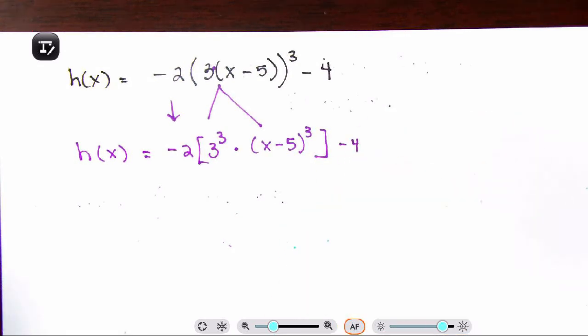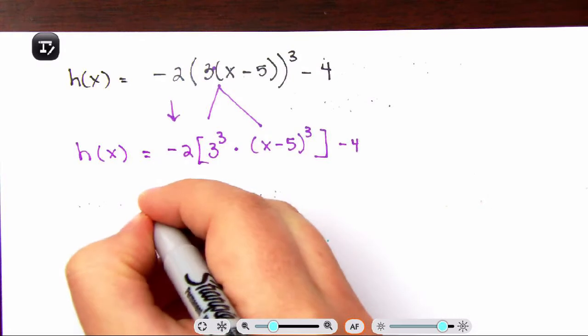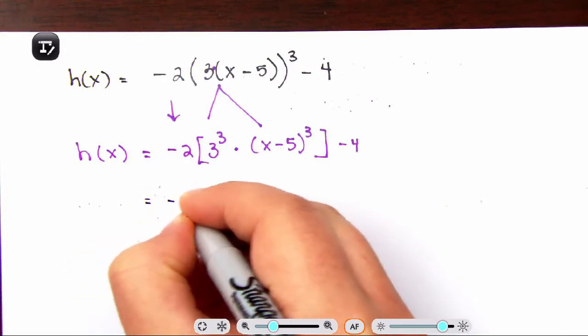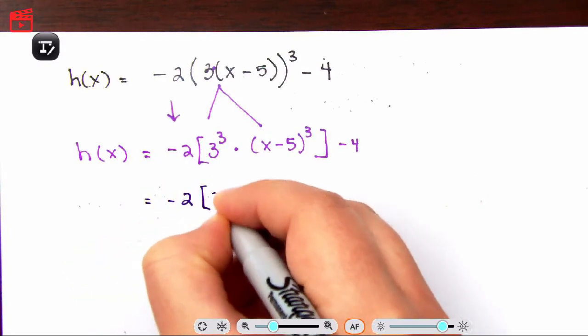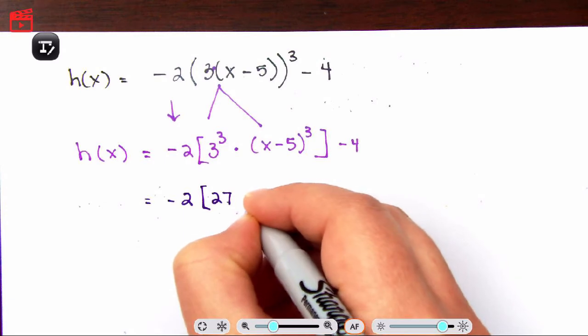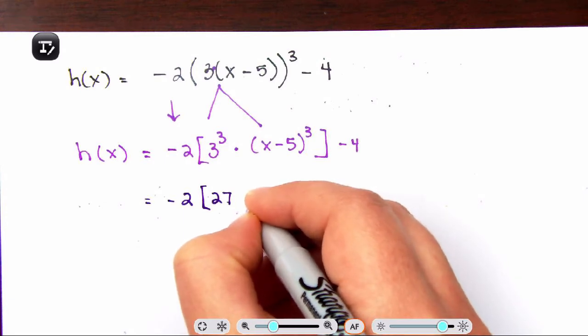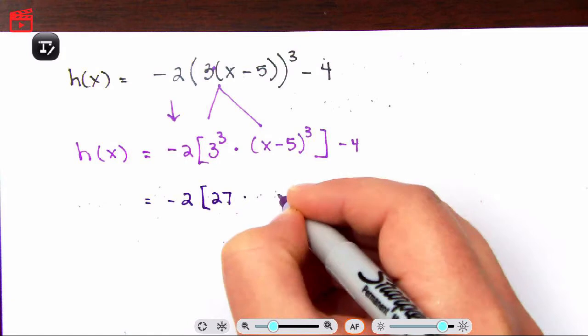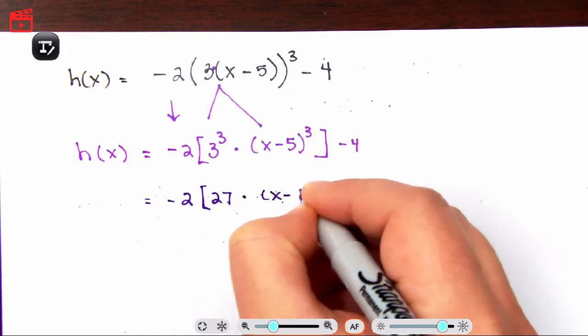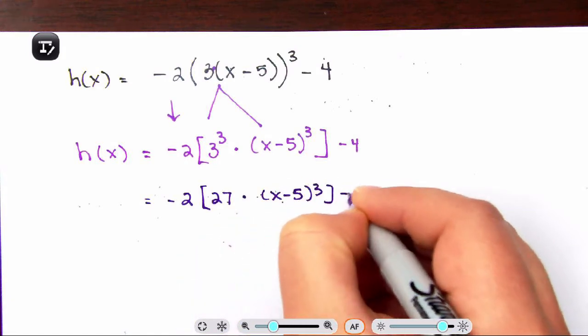So that means I get to simplify this. 3 times 3 is 9. 9 times 3 is 27. Oh, it's going to be big numbers. That's okay. Now we have 27 times x minus 5 cubed minus 4.